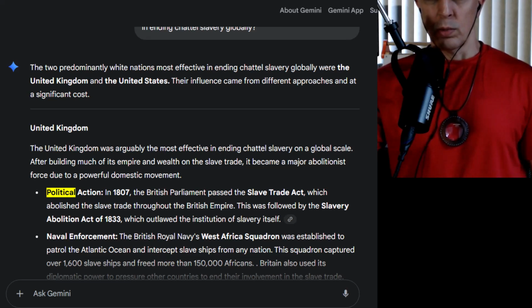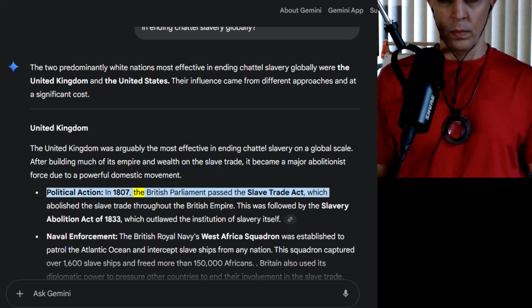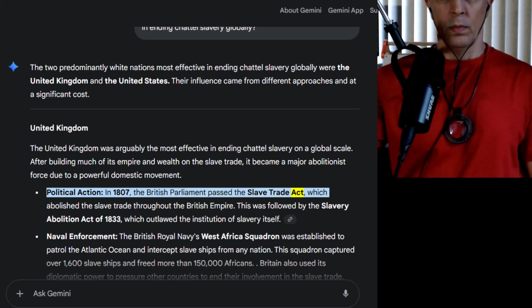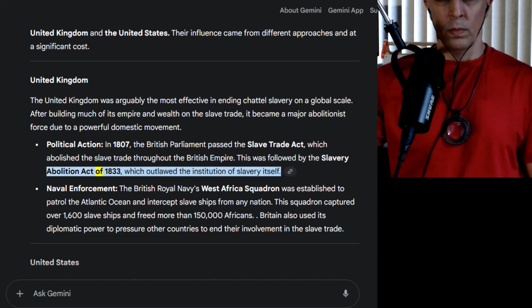All these people in the very ancient world were using slavery to prosper certain elements within their societies and certain ruling factions. Political action. In 1807, the British Parliament passed the Slave Trade Act, which abolished the slave trade throughout the British Empire. This was followed by the Slavery Abolition Act of 1833, which outlawed the institution of slavery itself.